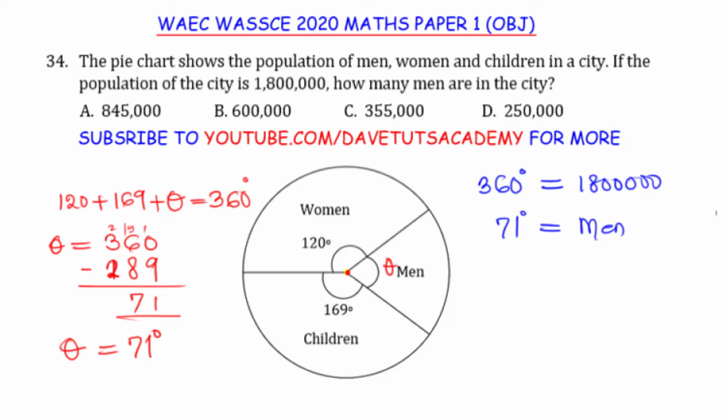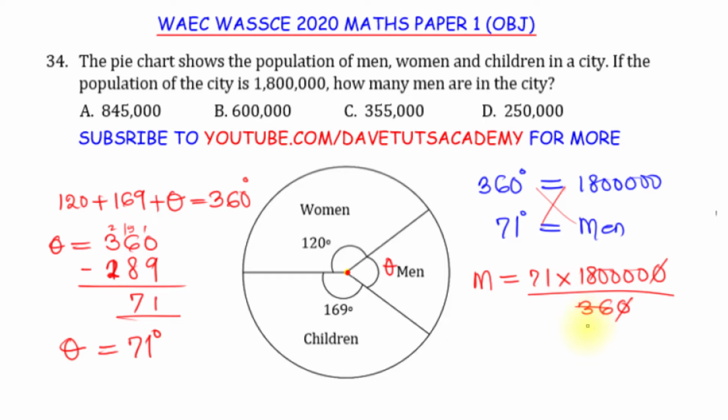For me to have this, I can cross multiply such that men will be 71 times 1.8 million, divided by 360 degrees. This is quite a good way to go about it. You could have said that you want to calculate it as a ratio of the total, but it's actually going to amount to this eventually.